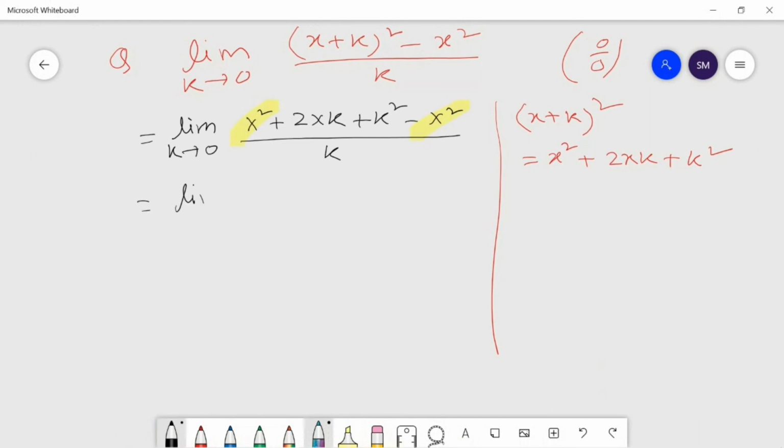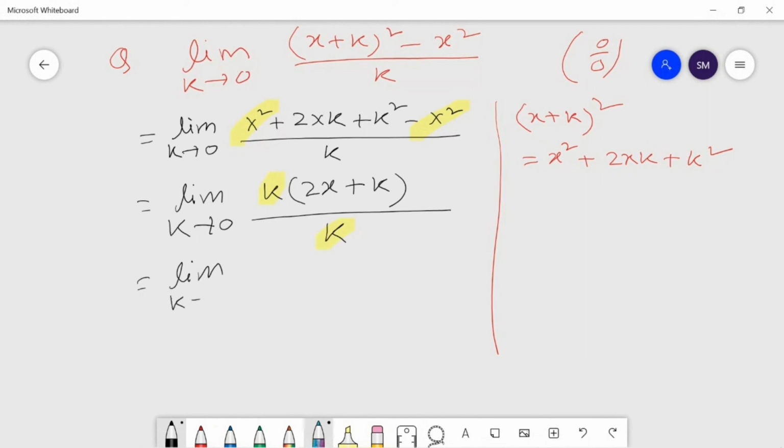We have here limit k tends to 0, k times 2x plus k over k. So this k and k cancel out. So you have here limit k tends to 0, 2x plus k. So the answer is equal to 2x. This is one method, method 1.